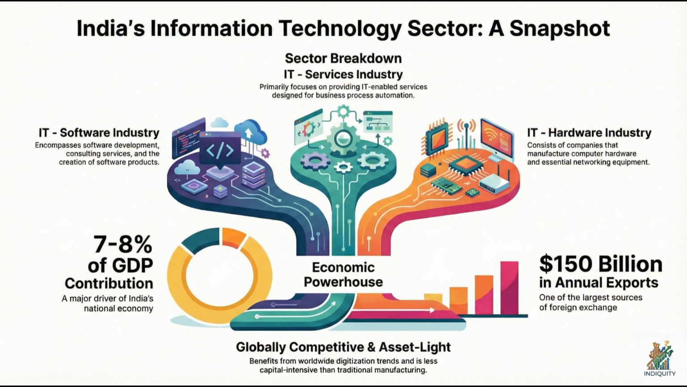Information technology consists of one information technology sector, divided into 3 industries. The IT software industry includes basic industries for software development, consulting, and software products. The IT services industry focuses on IT-enabled services for business automation. The IT hardware industry covers the manufacturers of computer hardware and networking equipment.